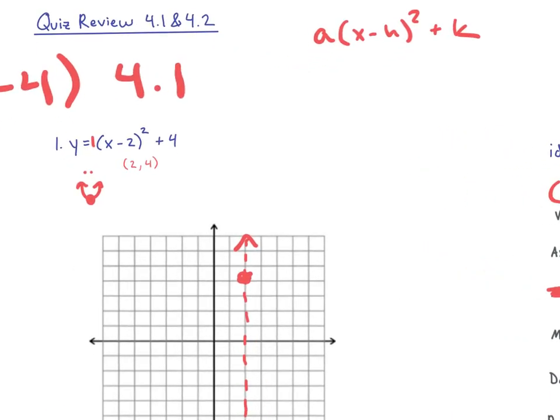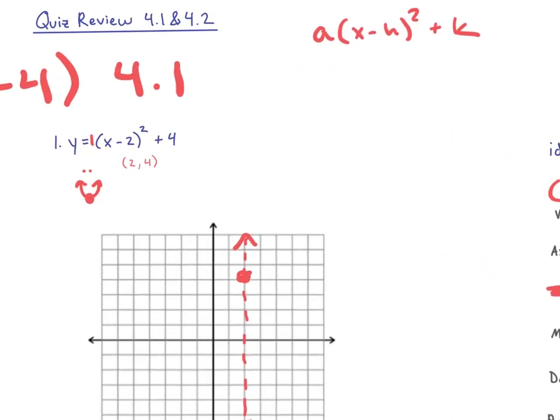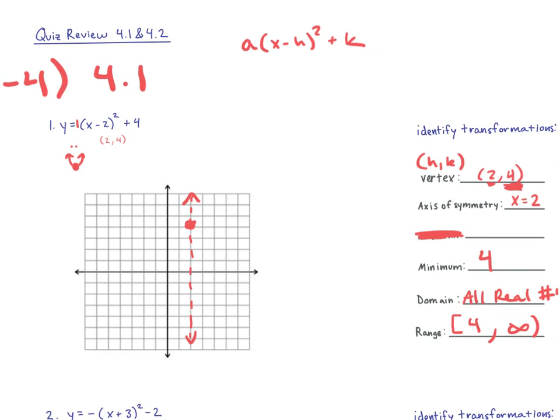How do we find another point in our graph? What are we going to plug in for x? 1. We want to plug in something close to our axis of symmetry. Our axis of symmetry is 2, so let's plug in 1. So we have 1 minus 2 squared plus 4. What's 1 minus 2? Negative 1 squared. What's negative 1 squared? And what's 1 plus 4? 5. So we plugged in 1 and got 5. So we go to the right 1 and up 5.